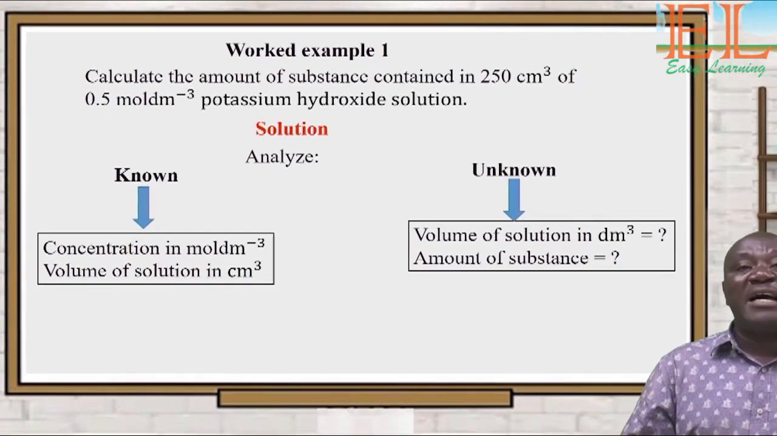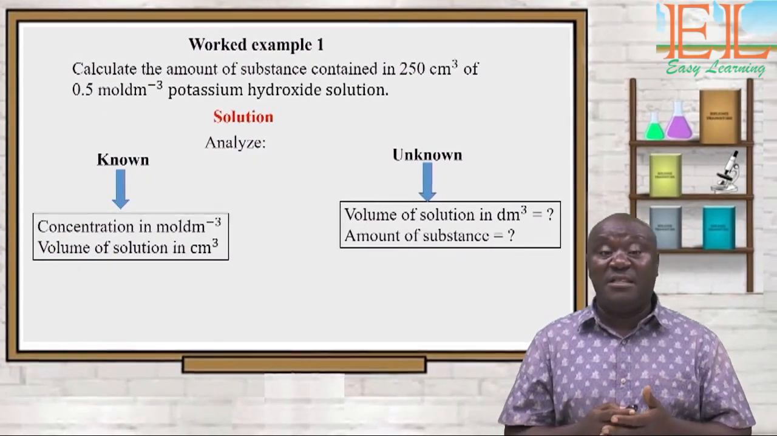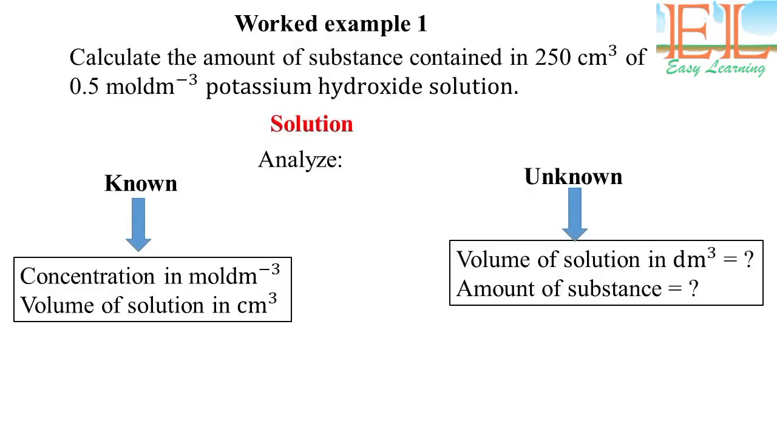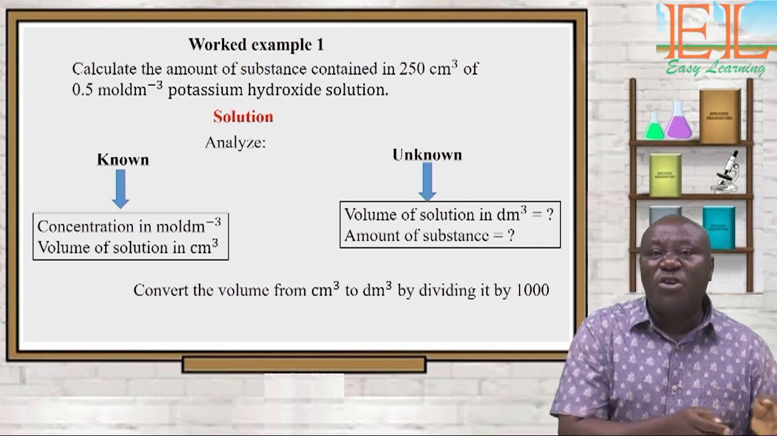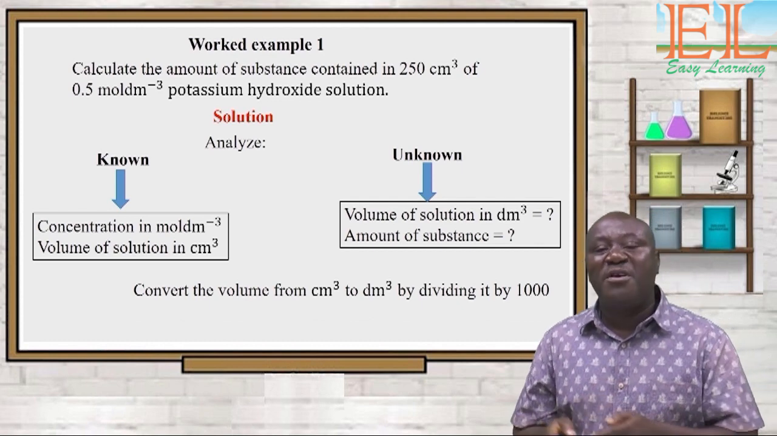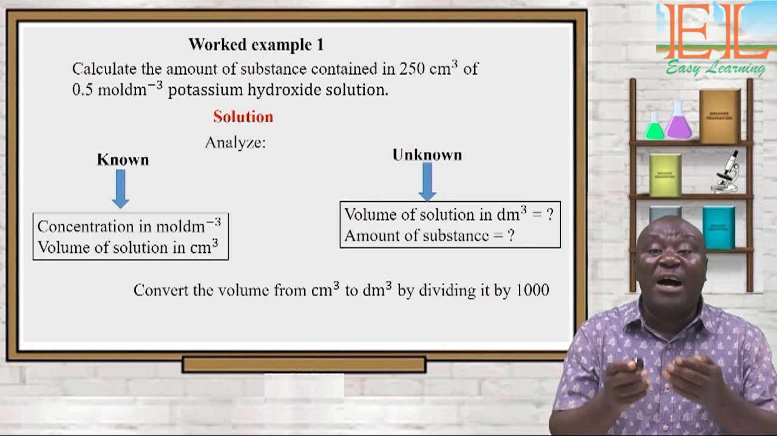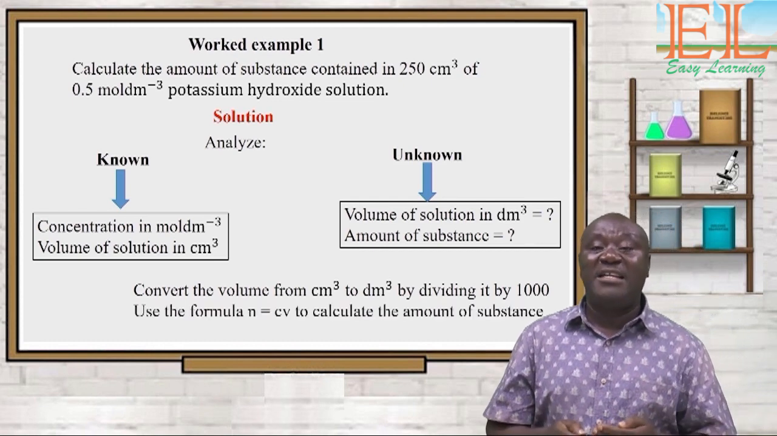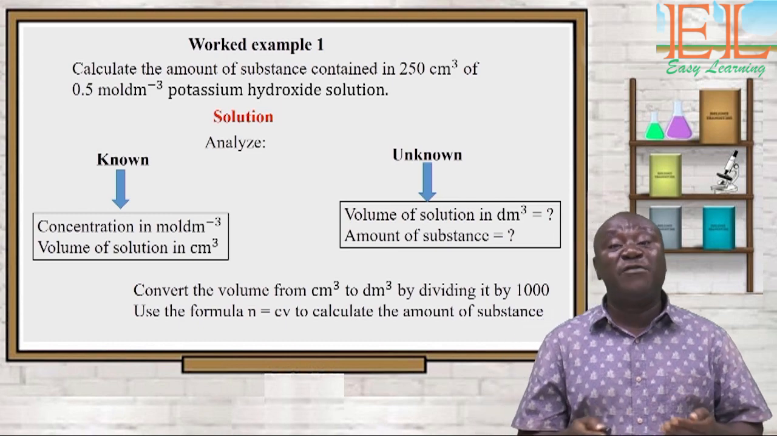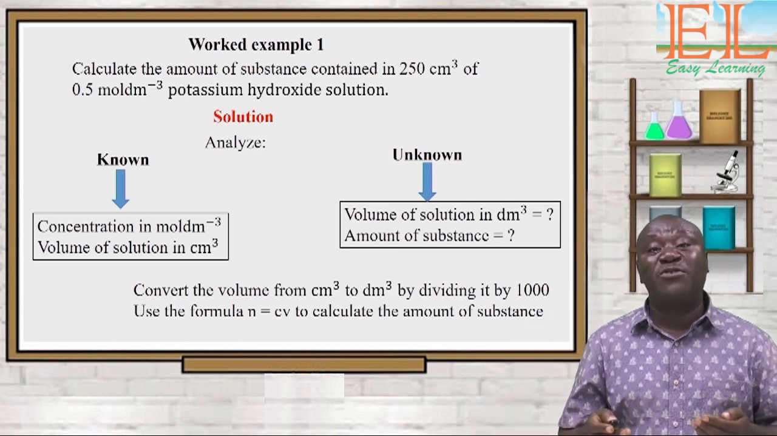Now we need to plan how you will solve the question. The volume was given to you in cm cube, but by definition the volume is supposed to be in dm cube. So we have to convert the volume from cm cube to dm cube by dividing by 1000. Then we use the formula n is equal to CV to solve the amount of substance.